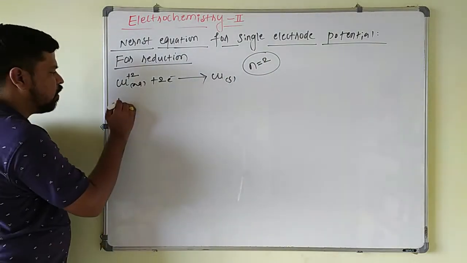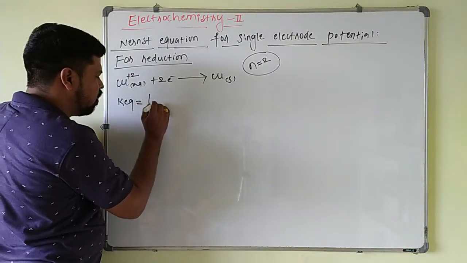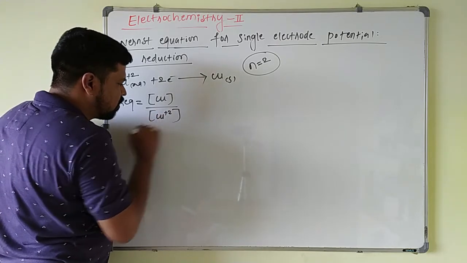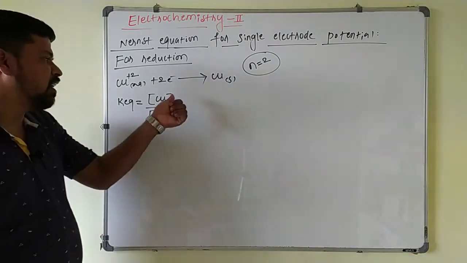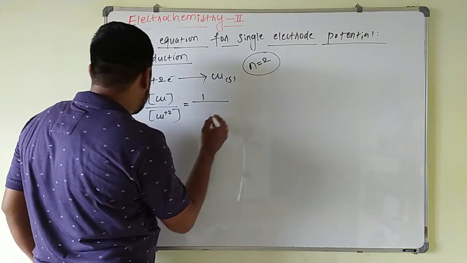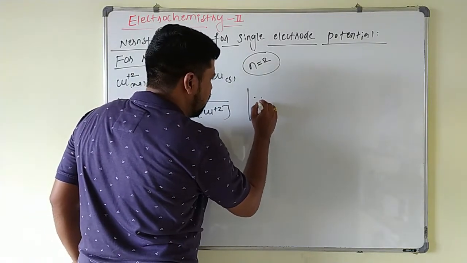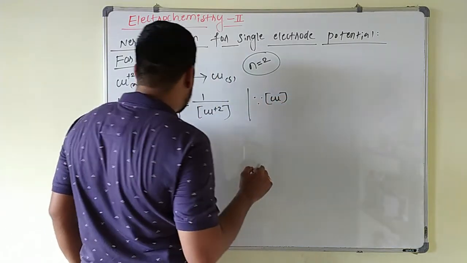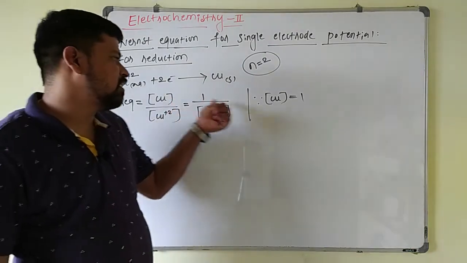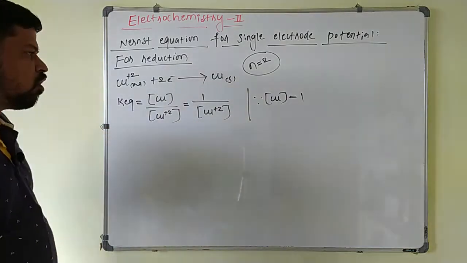For this equation, if you write the equilibrium constant value, K equilibrium is equal to product divided by what? Reactant. The concentration of product is what? That is the molar concentration of copper divided by the molar concentration of copper plus 2 ion. For solids, we already know that activity is taken as 1, that is concentration is taken as 1. So K equilibrium becomes 1 by the molar concentration of copper plus 2 ion, because the molar concentration of solid copper is taken as 1 here, because for pure solids and pure liquids the concentration is taken as 1. So K equilibrium is equal to 1 by the molar concentration of copper plus 2 ion.